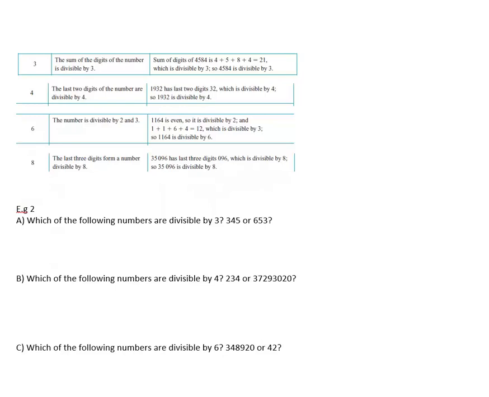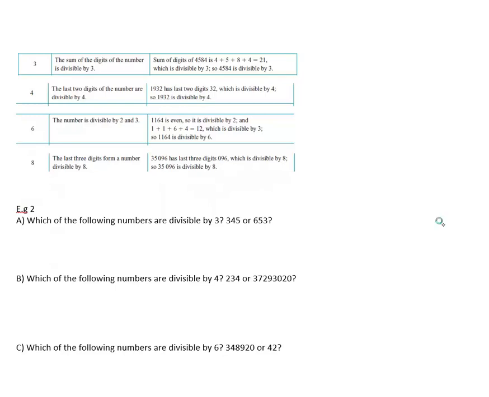So for the example 1,932, just look at the last 2 digits, 32. We can divide that by 4. Okay, it goes 8 times. So that means the whole number is divisible by 4. We don't need to check the rest. Just look at the last 2 digits and divide, see if 4 goes into those.